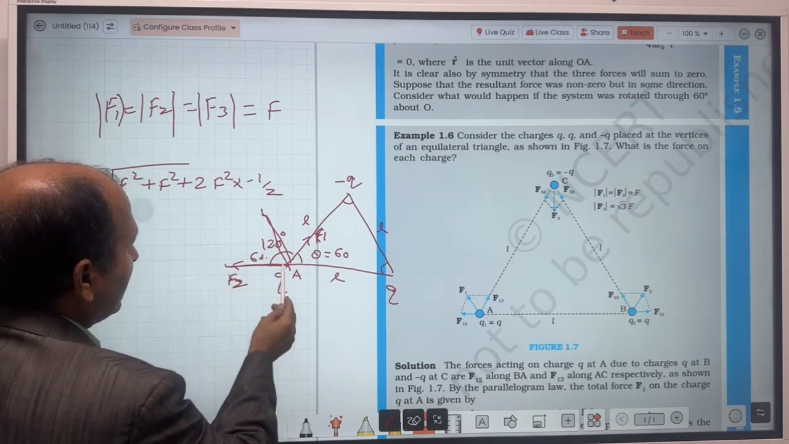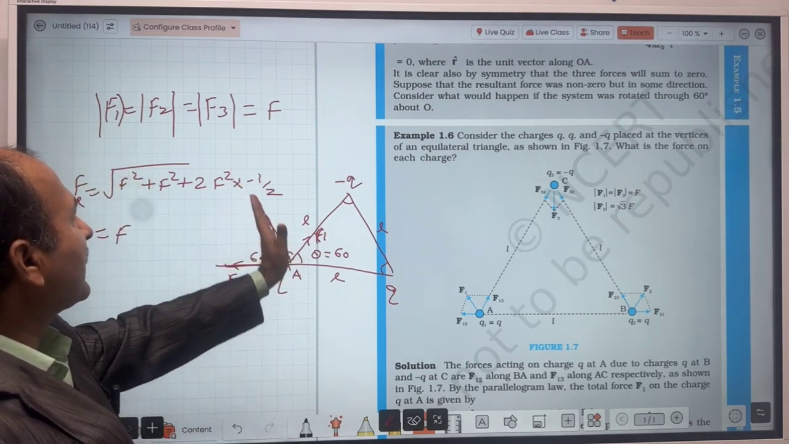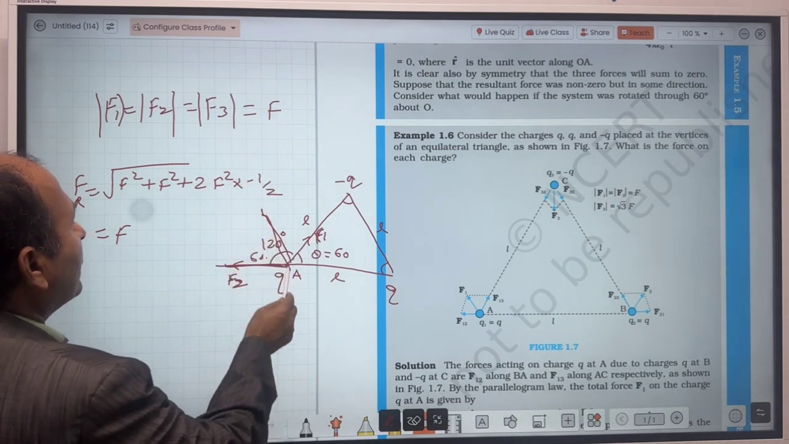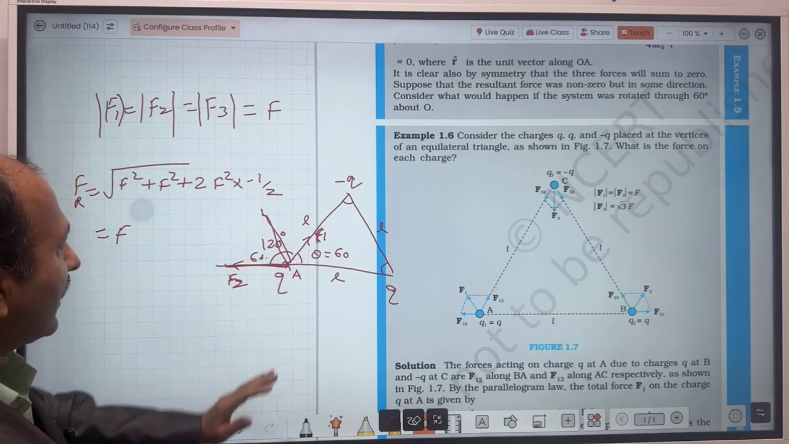So from this line, the resultant will make an angle of 60 degrees. So we have found the net force on the charge lying at A.